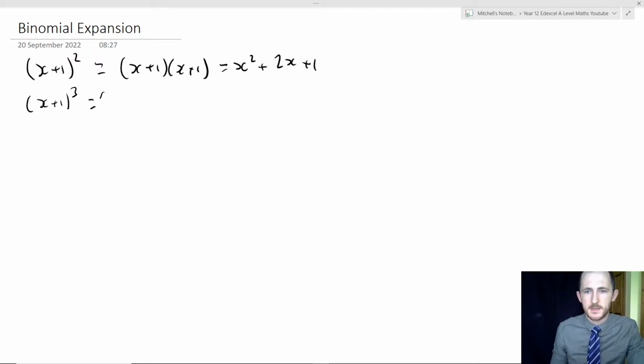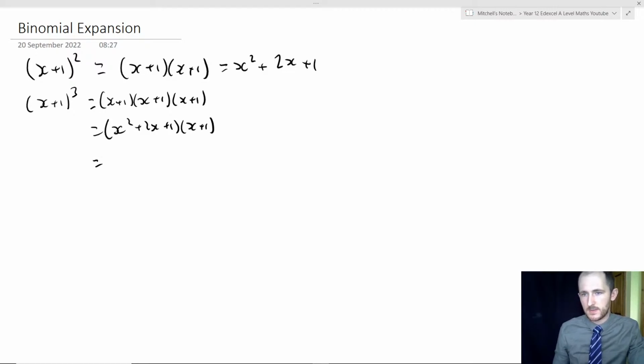Okay, this gets a bit longer. So (x + 1), and I won't skip ahead. Let's actually do it the whole way. You would expand two of the brackets. So this one, which would give you x squared plus 2x plus 1. And then you'd also get (x + 1) again. Okay, then you're going to expand it one more time.